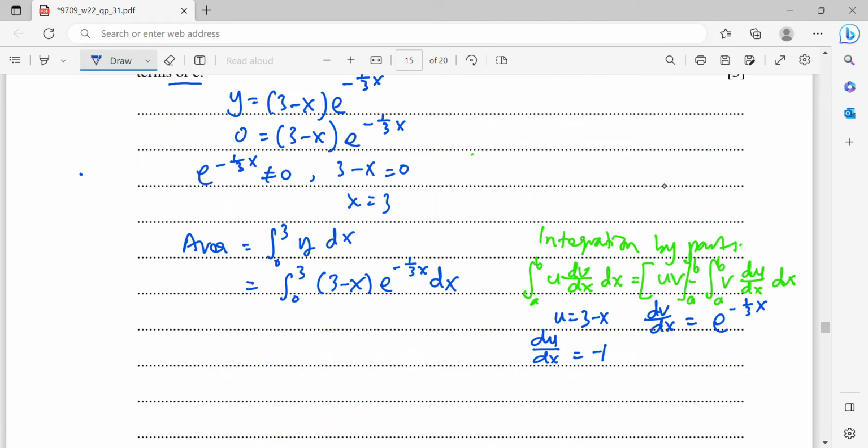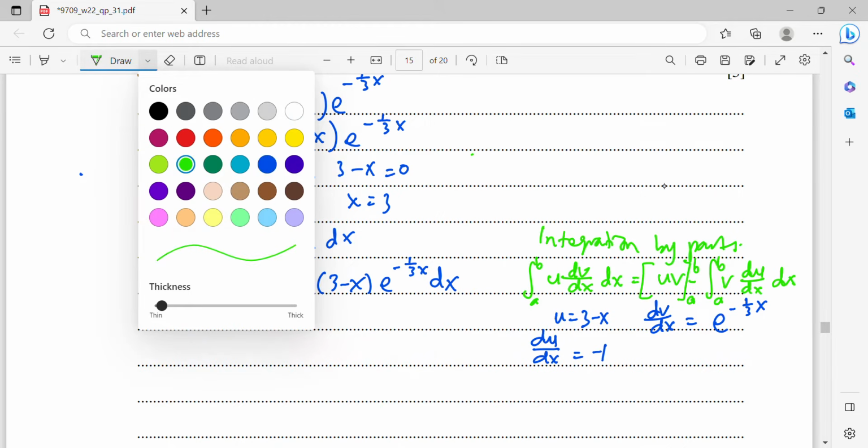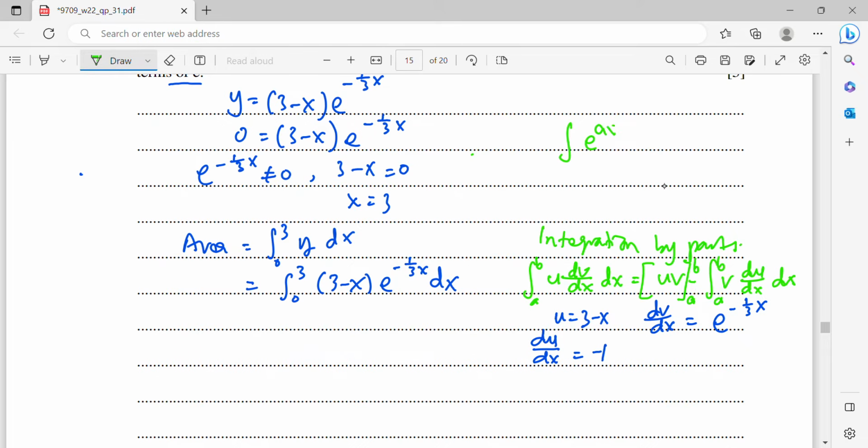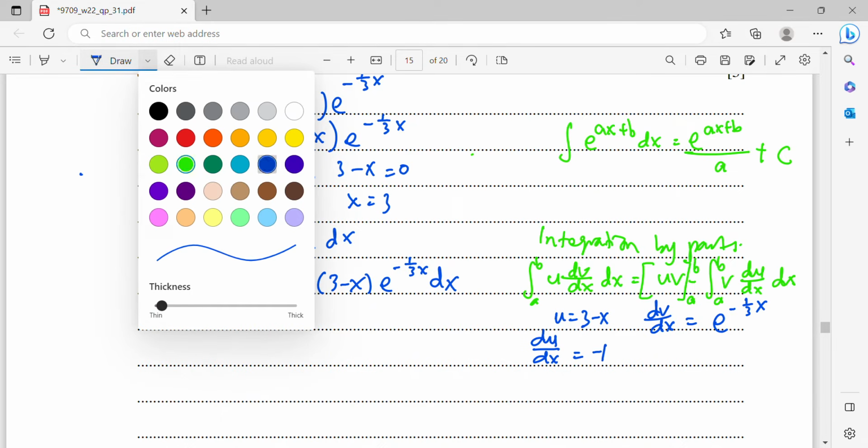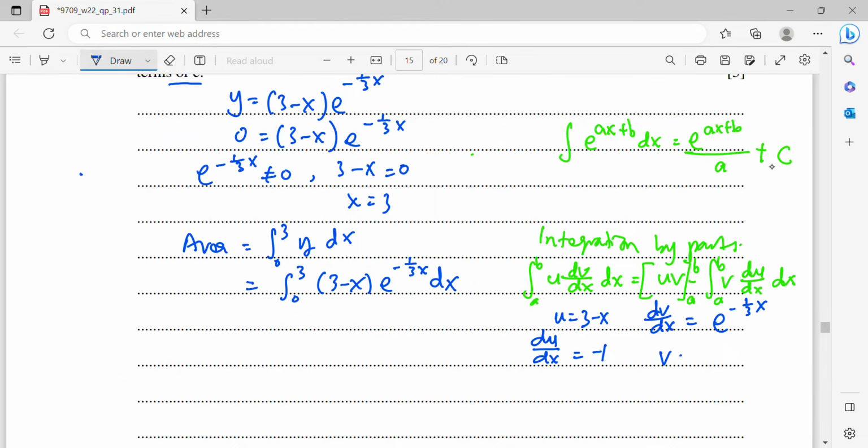A short note: when you need to integrate e to the power ax plus b dx, you rewrite the whole exponential function and then differentiate the ax plus b to get a, so it is in the denominator. So this is your formula. Now here v equals to e to the negative 1/3 x over negative 1/3. So I will say that it is negative 3e to the negative 1/3 x.